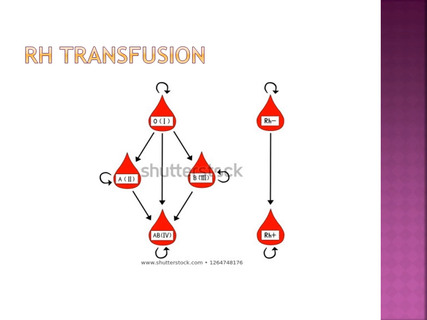Rh transfusion. In Rh transfusion, we look at the antigen of the donor and the antibody of the recipient. Do you know what we mean by Rh? Rh is a human antigen present on the membrane of red blood cells, similar to the antigen present on the membrane of red blood cells of the rhesus monkey.